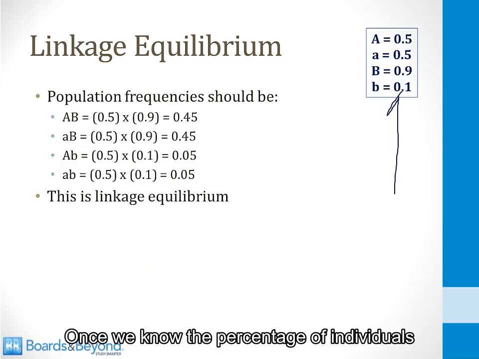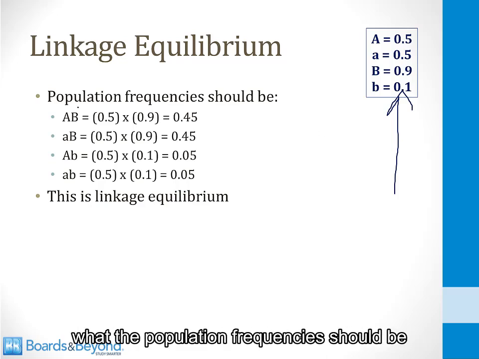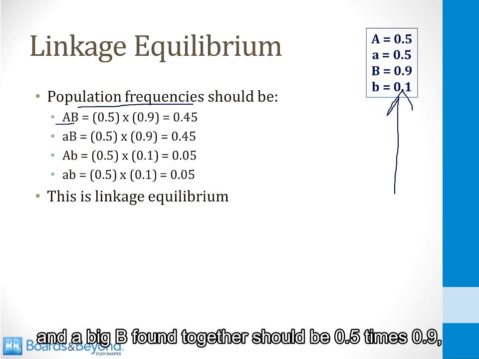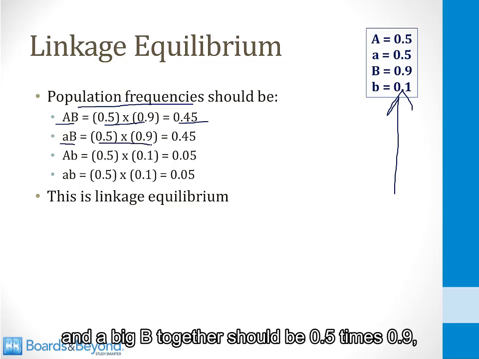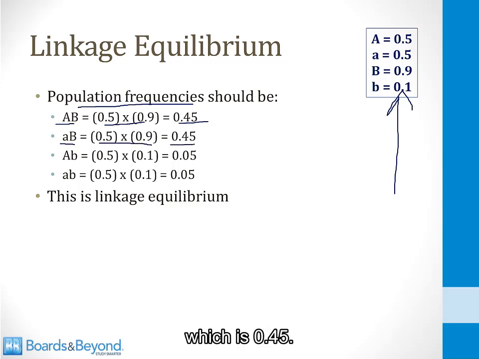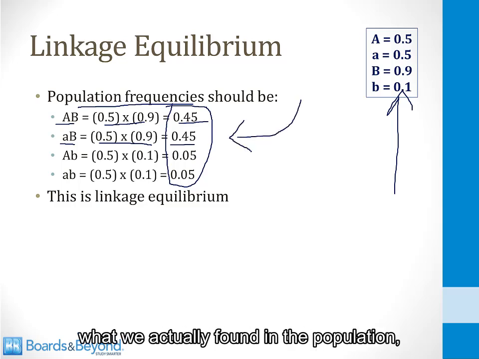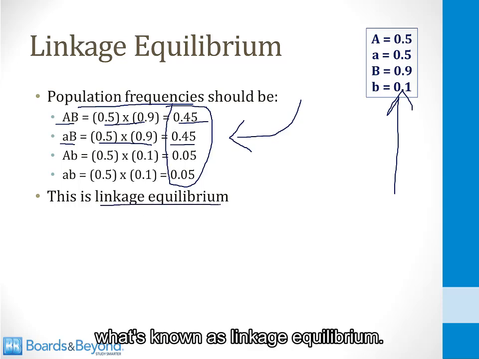Once we know the percentage of individuals with each of the different alleles of the A and B genes, we can then determine what the population frequencies should be for mixtures of those different alleles. The frequency of a big A and a big B found together should be 0.5 times 0.9, which is 0.45. Similarly, a little a and a big B together should be 0.5 times 0.9, which is 0.45. And we can go ahead and calculate all the expected frequencies of the mixtures of those alleles. And if this were to be what we actually found in the population, we would say that these 2 genes demonstrate what's known as linkage equilibrium.